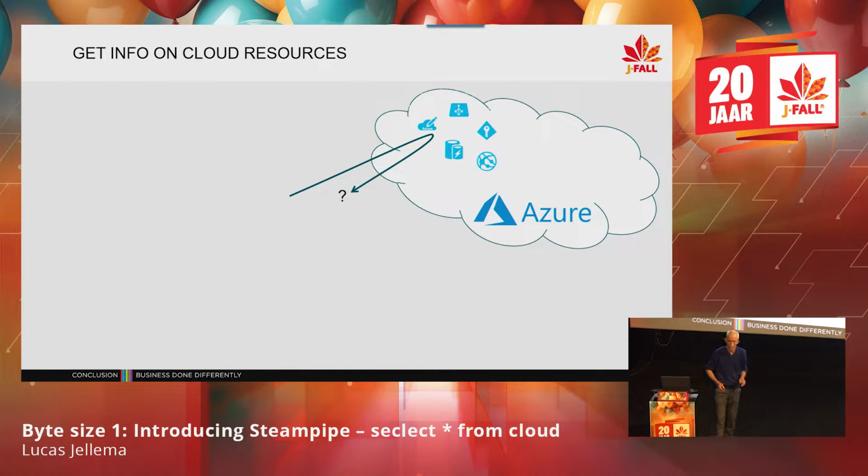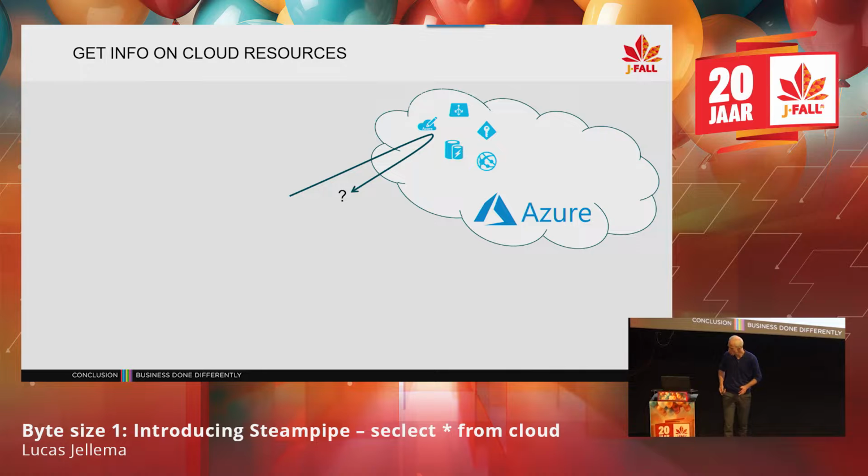Enough about that. So the situation is that you have a cloud, and in your cloud you've got many resources, and you want to know more about those resources. You want to know what their status is, or what their parameters are, if they're running, if they are failing, in which subscription or tenancy, or where they are.